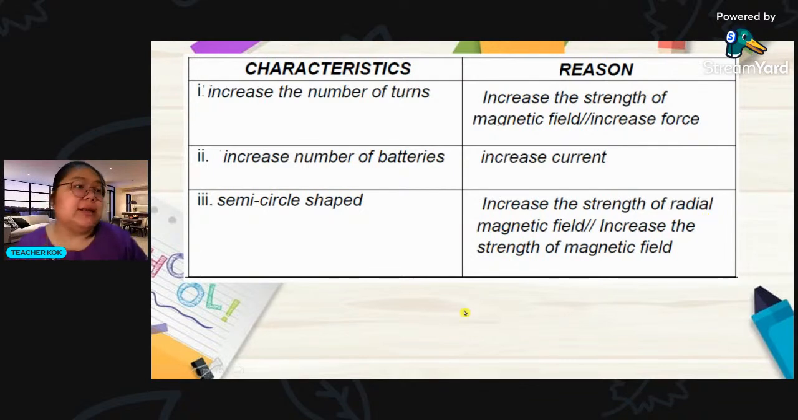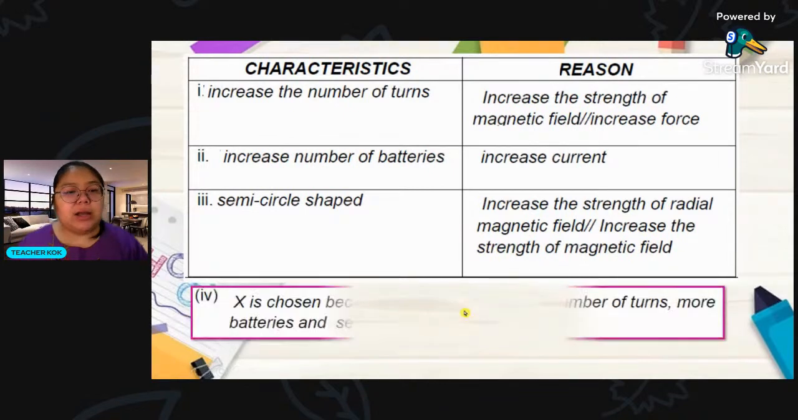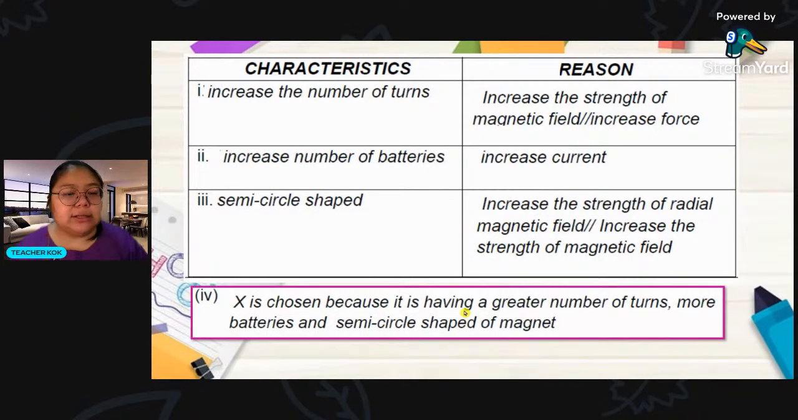So this one is 6 marks. And the last one, I need to choose. X is chosen. After you mention X is chosen, 1 mark. Then repeat, copy from the characteristics: greater number of turns, more number of batteries, and the last one, semicircular shape of the magnet. The reasons no need to repeat, only repeat the characteristics. So this is one part of the essay question.